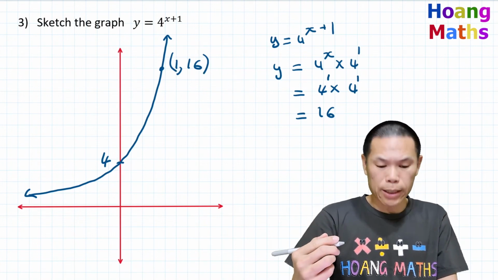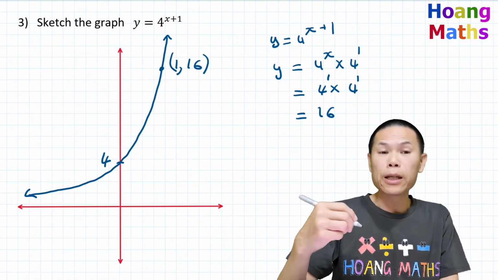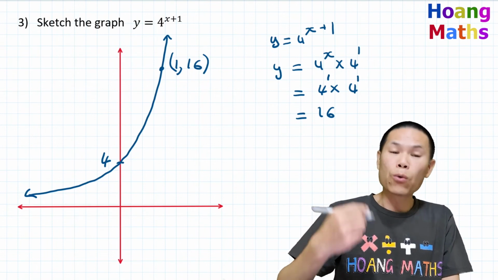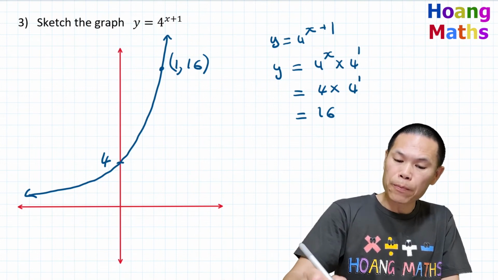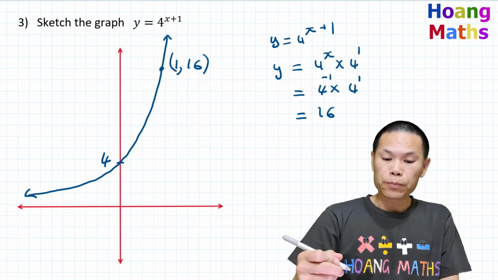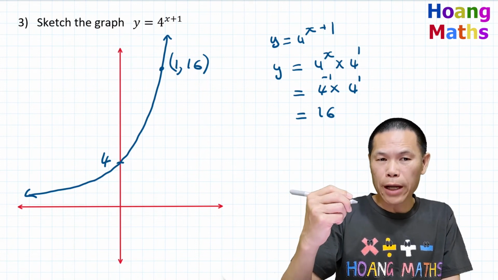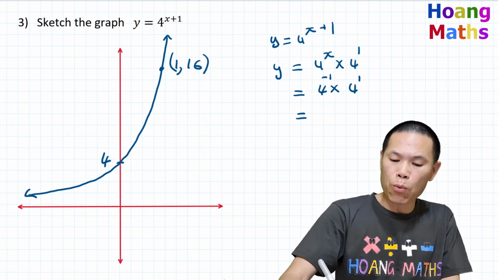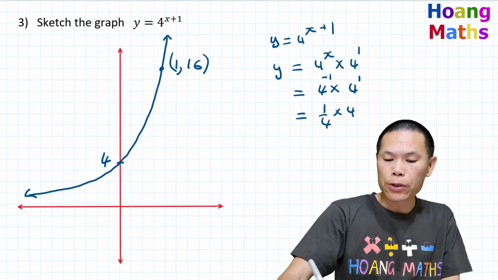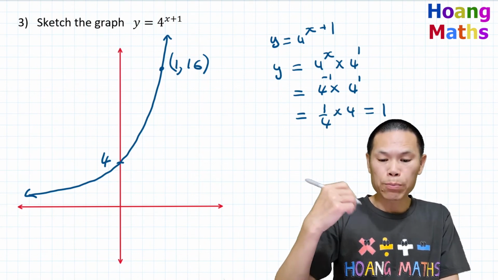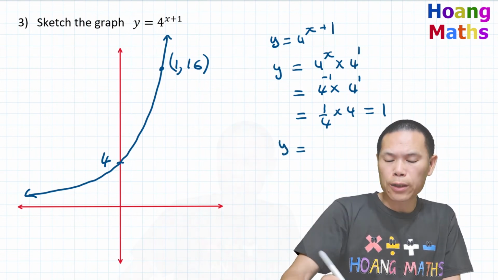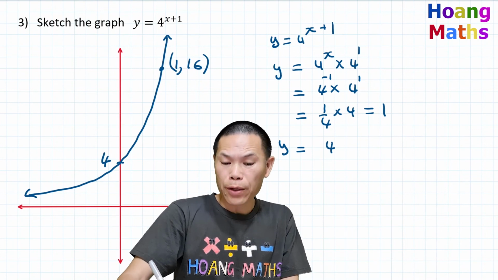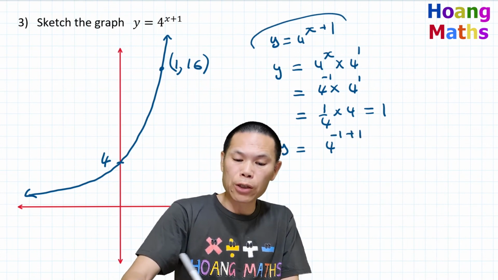Otherwise, you can put another point. Let's try x equals -1. So when x equals -1, 4 to the power of -1, you can just bring it down, it becomes 1 over 4 and times by 4. So the answer is 1. Otherwise, you can just put that on a calculator. So you can put y equals 4 to the power of x plus 1, but x is -1. So -1 plus 1. You can substitute into this.